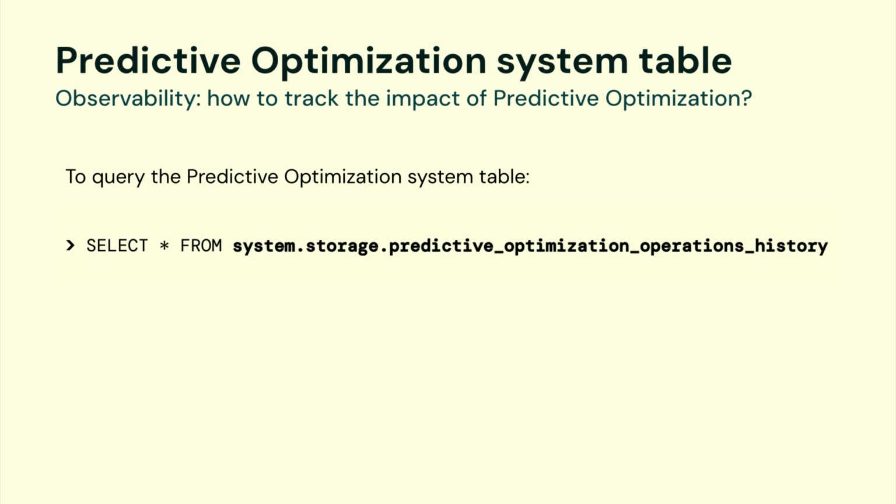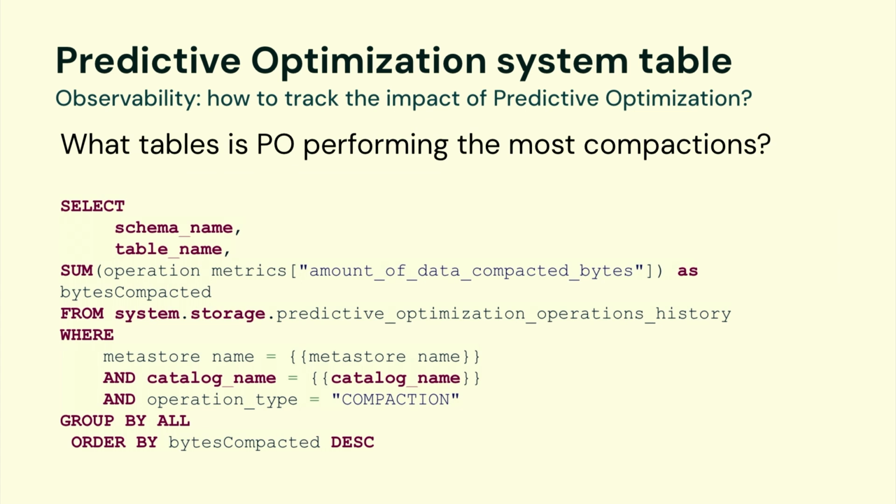Luckily, we have a predictive optimization system table today that lets you track what optimizations predictive optimization has performed. This table logs all the operations that we have run on your tables, so you can simply query the system table to answer the questions you might have in mind. For example, you can use the example query on the slide to find which tables predictive optimization has run the most compaction on. But the challenge here is that you have to create a query each time to answer these questions, which indeed requires manual effort.